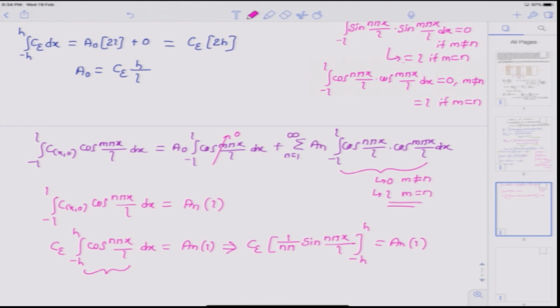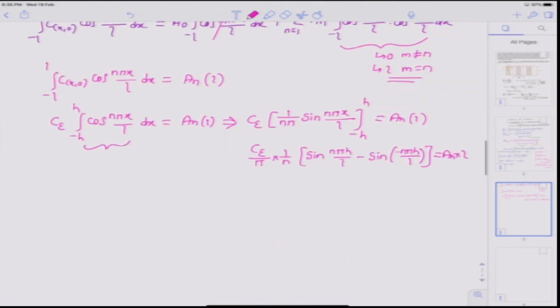So, we get C epsilon over pi into 1 over n into sine of n pi h by L minus sine of minus n pi h by L should be equal to an into L. So, this L and this L will get cancelled, and sine of minus n pi h by L is minus sine of n pi h by L. So, we get 2 C epsilon over pi times 1 by n into sine of n pi h by L should be equal to an. So, we now got the value of an too.